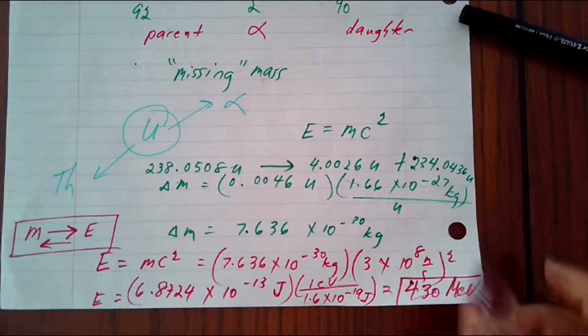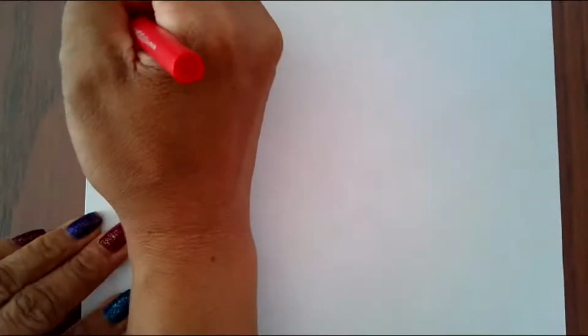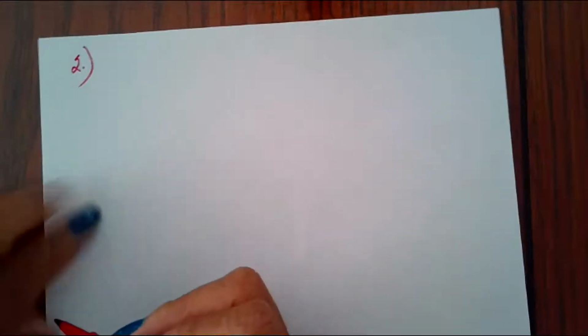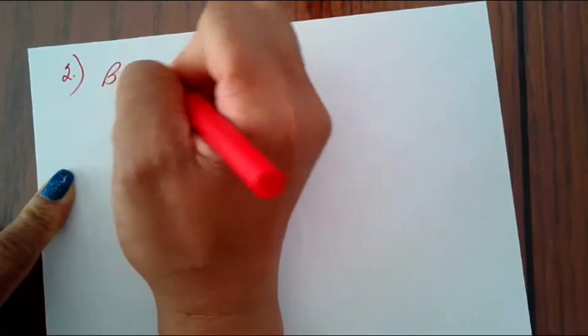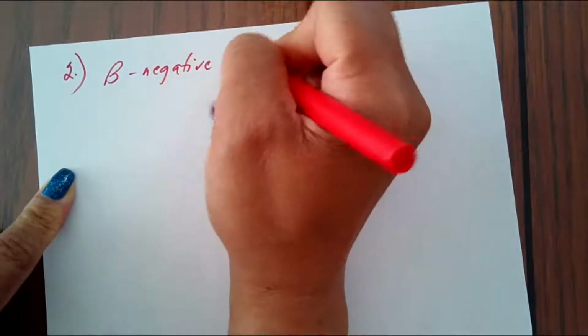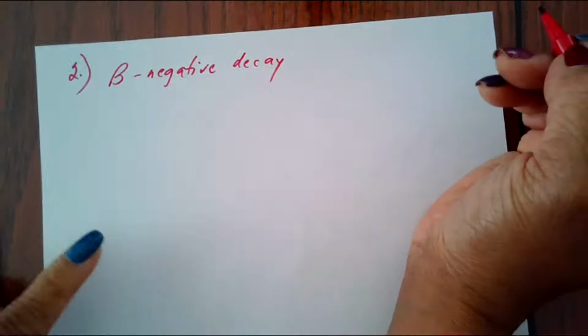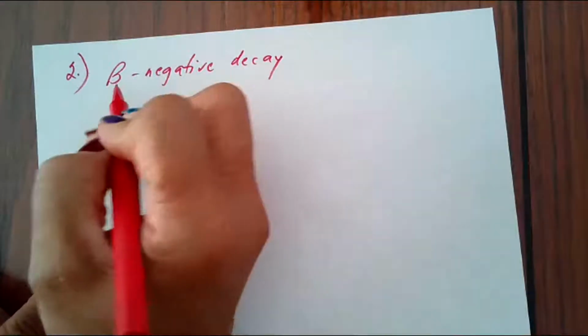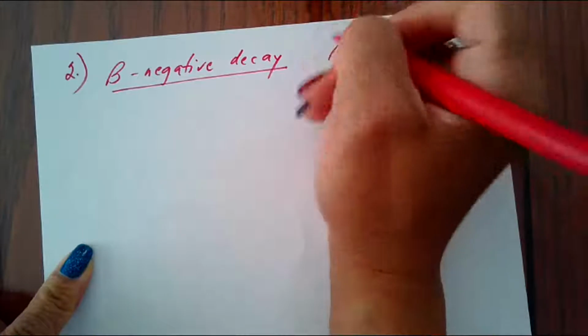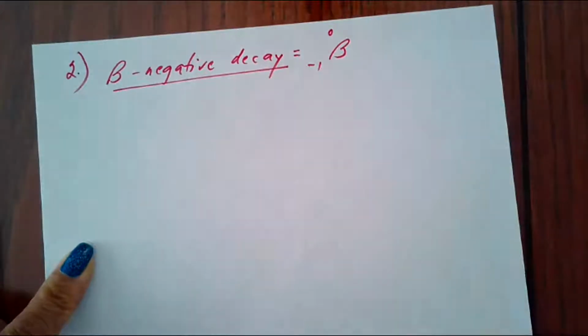Now let's take a look at a beta decay. Right here. In a beta decay, this is the second type of radioactive decay. There are two kinds of beta. You have a beta negative and a beta positive. So beta negative decay, this is 0, negative 1. This is how it's expressed.